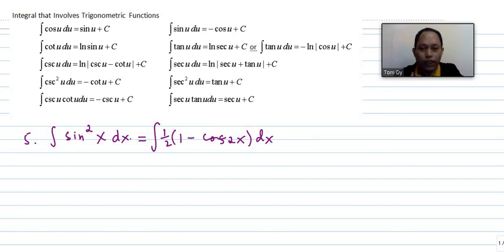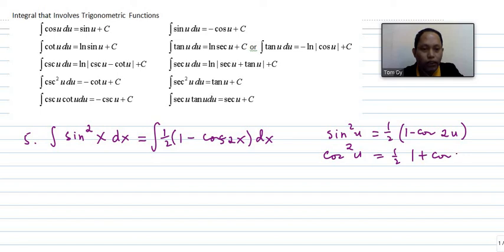So take note, sine squared x, remember our half angle formula. You have here sine squared u, that is equivalent to 1/2 of 1 minus cosine times twice your angle u, so 2u. And then also remember that cosine squared u equals 1/2 of 1 plus cosine 2u. That means you have to double your angle here, so double angle formula. So this is just an equivalent of sine squared and cosine squared u.